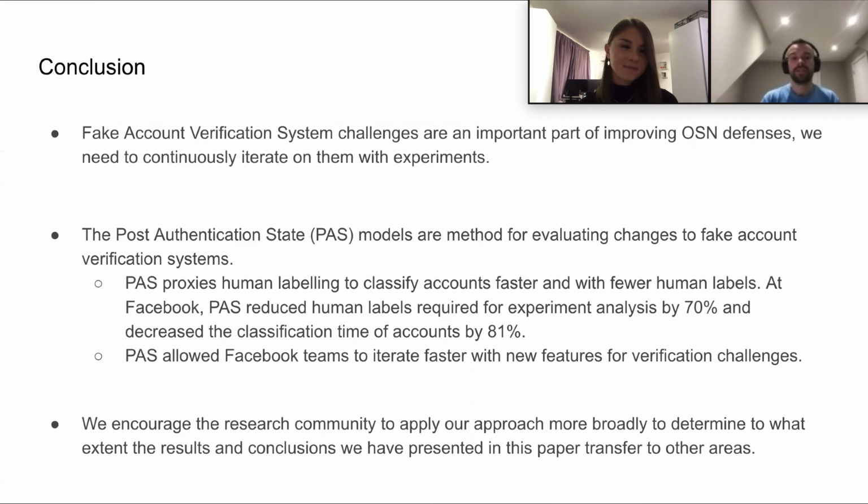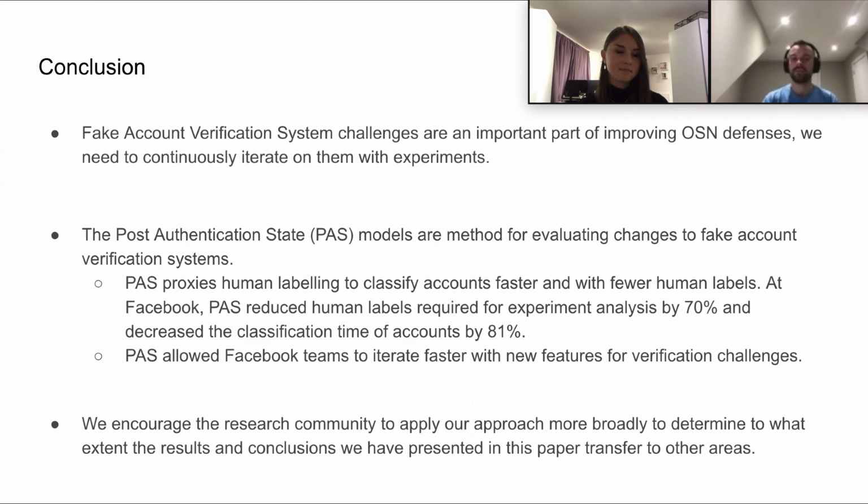So fake account verification system challenges are an important part of improving OCN defenses. It is important to continuously iterate and measure effectiveness of the challenges. We need to measure the effectiveness of experiments at scale, even when human labeling doesn't scale. We have presented PASS, the post-authentication state, a method for evaluating changes to fake account verification systems. PASS uses a continuously retrained machine-learned decision tree model that proxies human labeling to classify accounts as abusive and benign faster and with less human labeling.